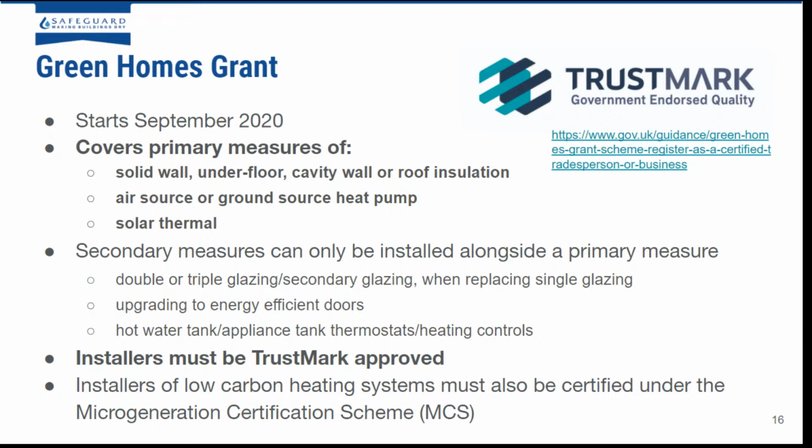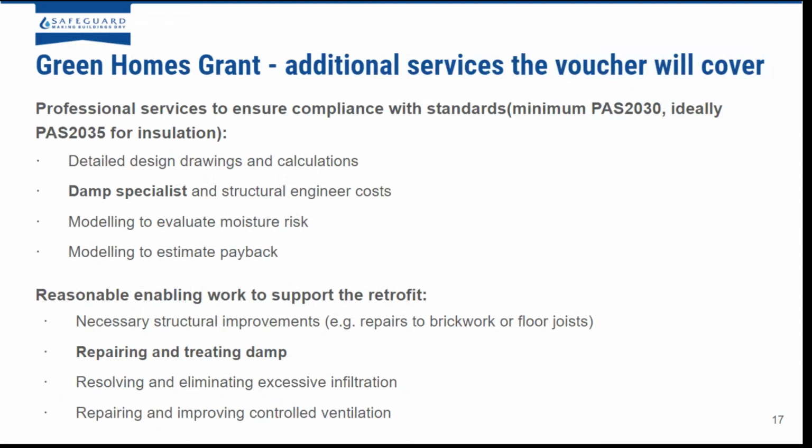It is a grant of up to £5,000, which will allow you to cover primary measures of solid wall insulation, underfloor insulation, cavity wall or roof insulation. It also covers fuel efficient measures like ground source heat pumps and air source heat pumps, as well as solar thermal power. So really, low carbon heating and insulation are the only things covered by this. And you can also install secondary measures if you do one of those primary measures. And the installers must be Trustmark approved and be working to the PAS specification.